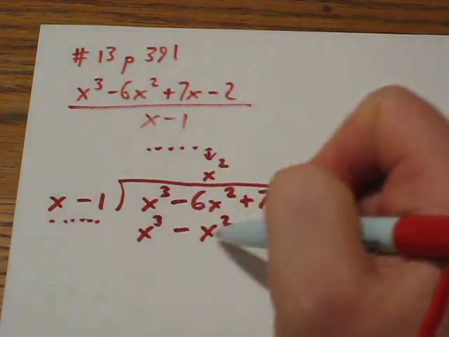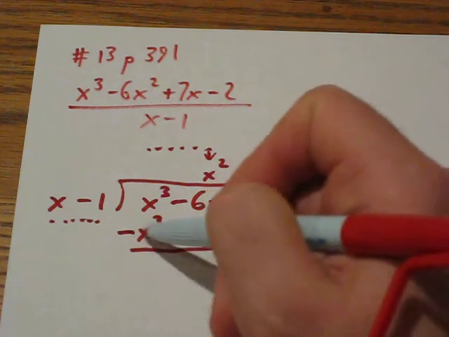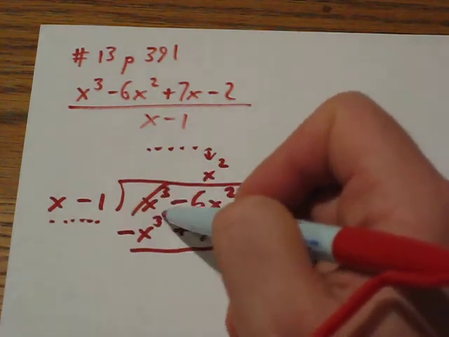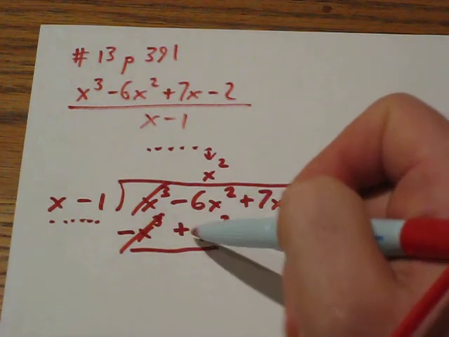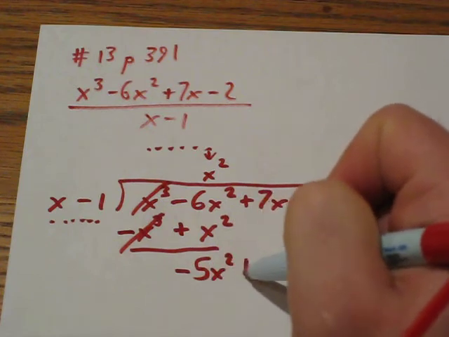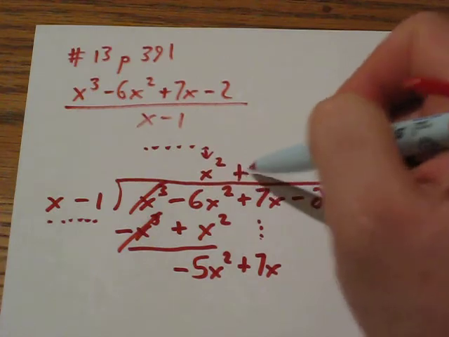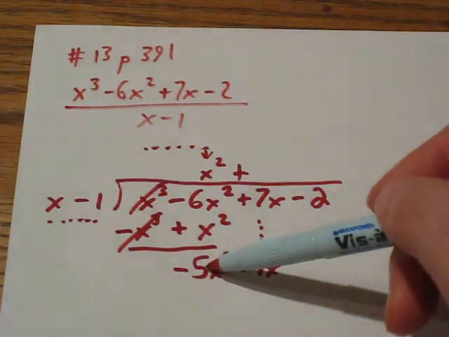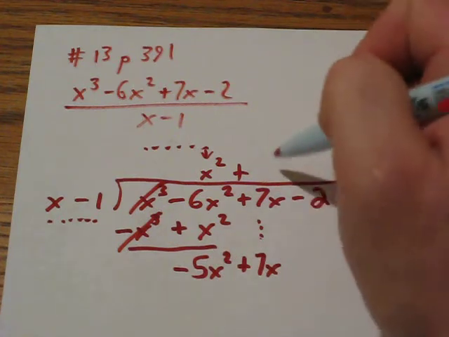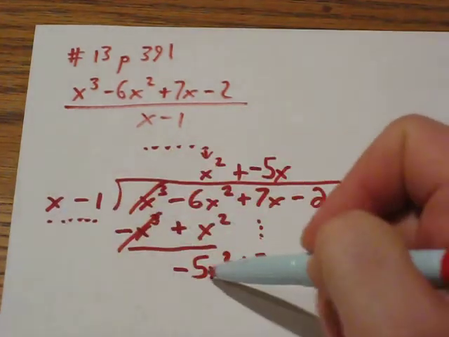Now we're going to subtract this whole thing from the binomial above it. Put a subtraction sign there, and by subtracting this whole thing, that flips to positive. So these two simplify to make 0. Negative 6x squared plus 1x squared is negative 5x squared, plus, drop that down, 7x. Okay, so what do I need to multiply this x by over here to make this a negative 5? Well, I'm going to need a negative 5x to multiply by my x to get negative 5x squared.